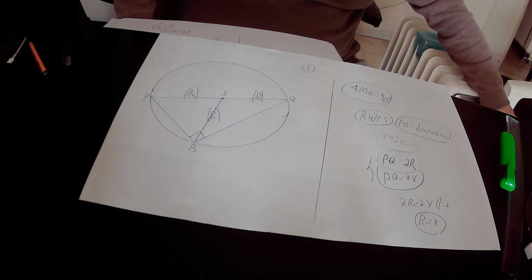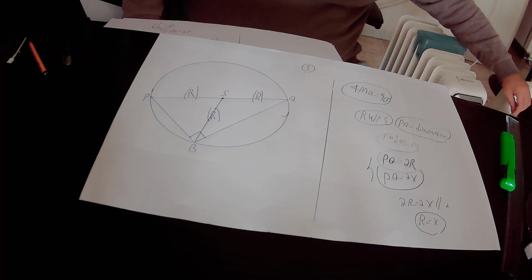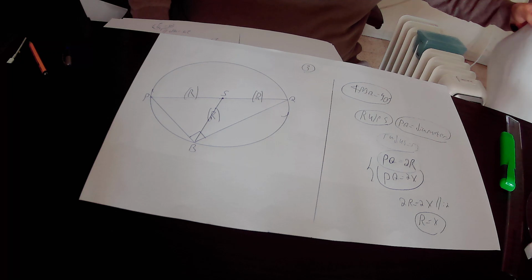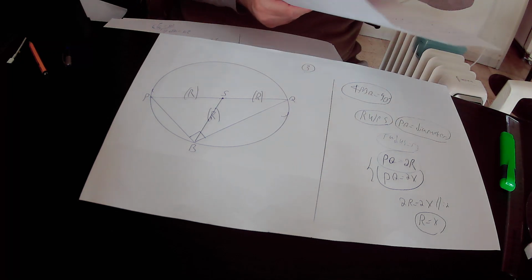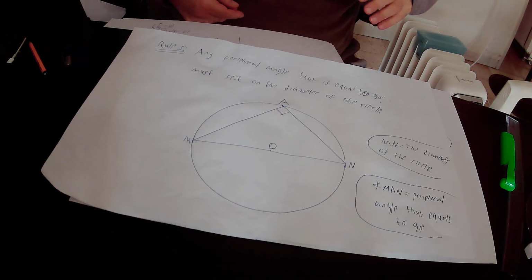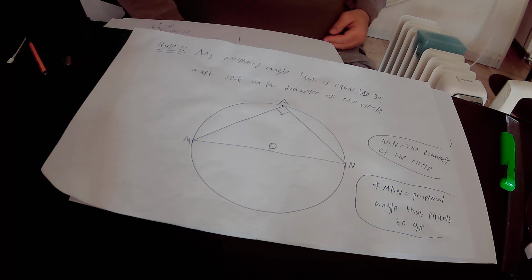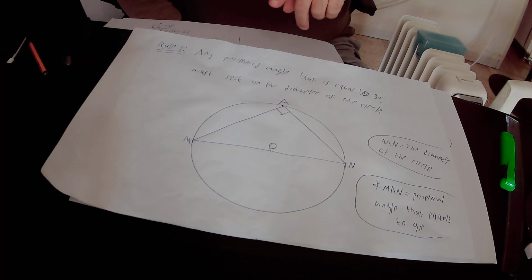And we have rule number 5 that relates to any peripheral angle that is equal to 90 degrees, any peripheral angle that is a right angle. According to rule number 5, any peripheral angle that is equal to 90 degrees must rest on the diameter of the circle.